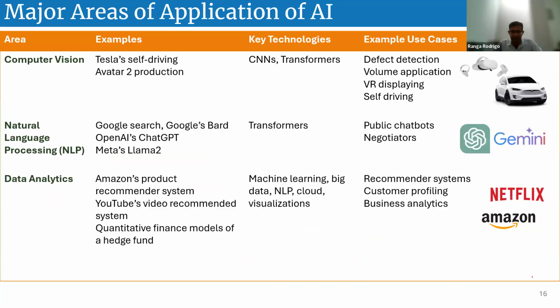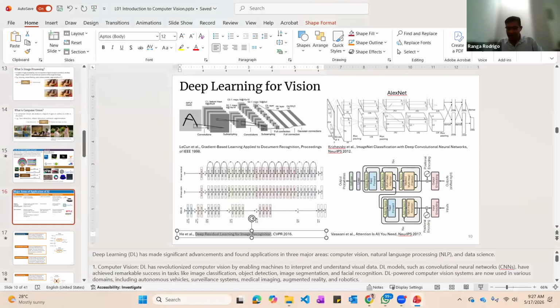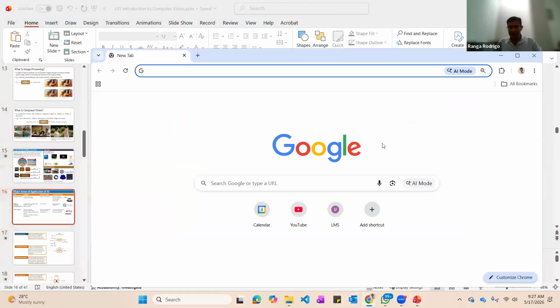Okay, then. So here I'm giving the examples as well as the key technologies. So, major areas of application of AI. If you take the computer vision area, self-driving car, and for example, movie production. These are also done using computer vision techniques. The main technologies are CNNs, convolution neural networks, and now transformers, defect detection, volume adaptation, VR displaying, self-driving. All these things are computer vision applications of the area of AI. So I will show you how Avatar was produced.